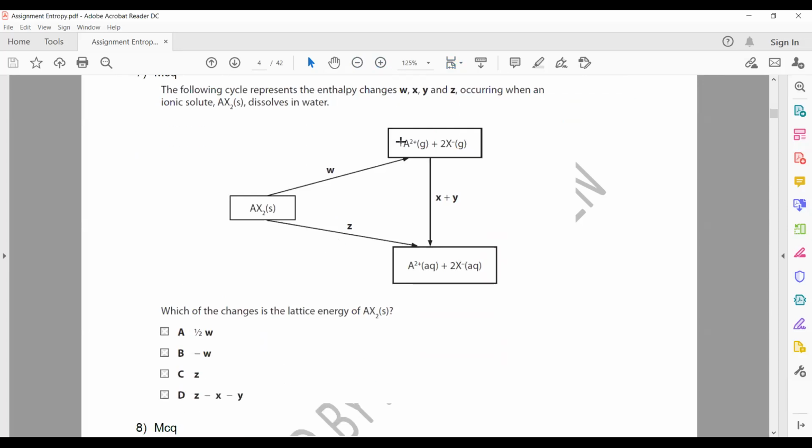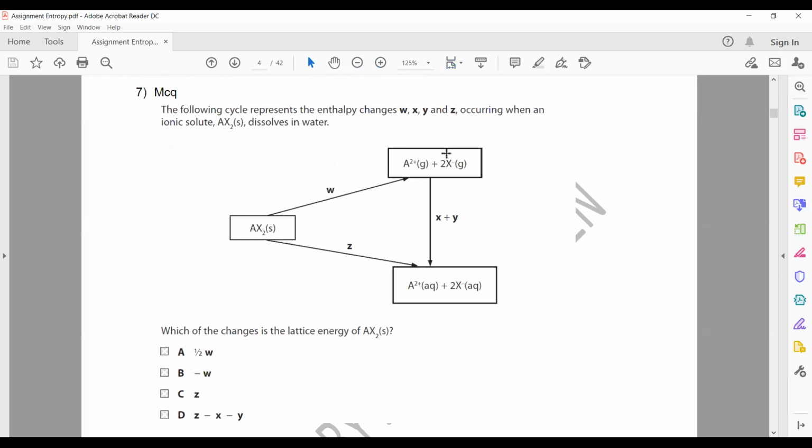The following cycle represents the enthalpy changes which occur when an ionic solute dissolves. Which of the following changes is the lattice energy? Lattice energy means when ions in the gaseous state convert into a compound in the solid state. So solid changing to aqueous is W, but in the negative direction, this will be minus W. So B is the right answer.